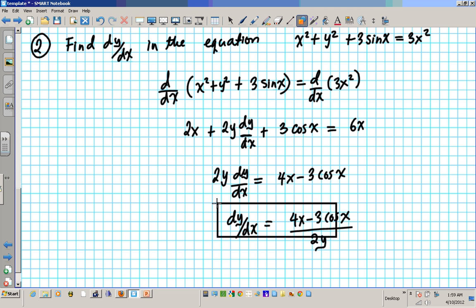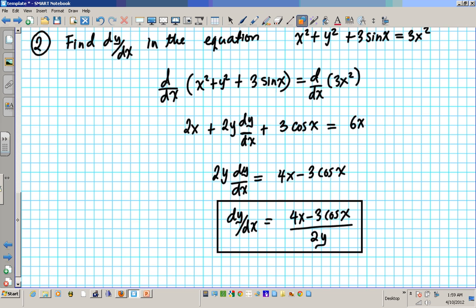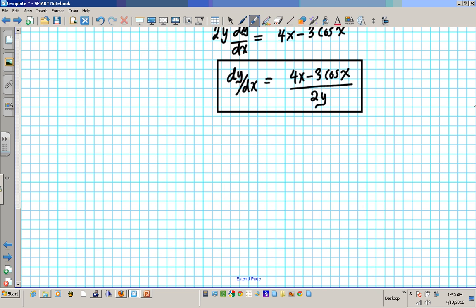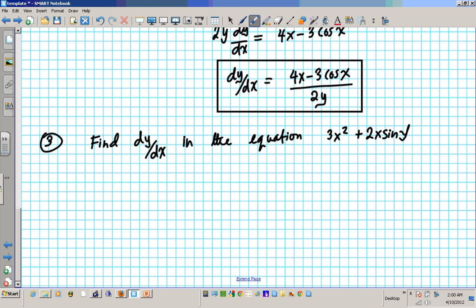Alright, let's try the last example on implicit differentiation. So for question 3, we're going to find dy/dx in the equation 3x squared plus 2x sine y equals xy to the third. Okay, so putting my y over here.